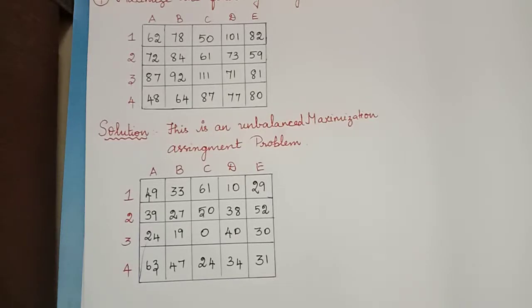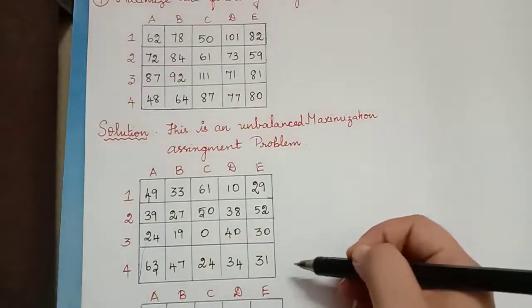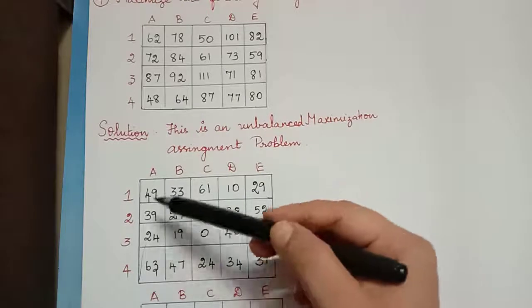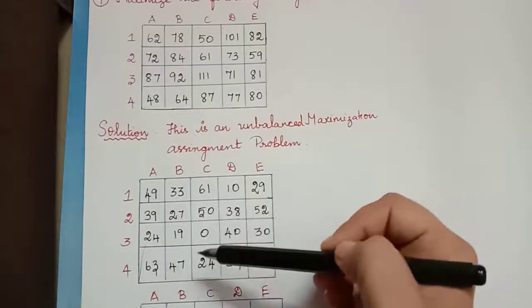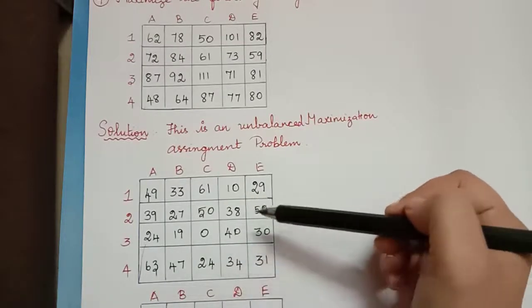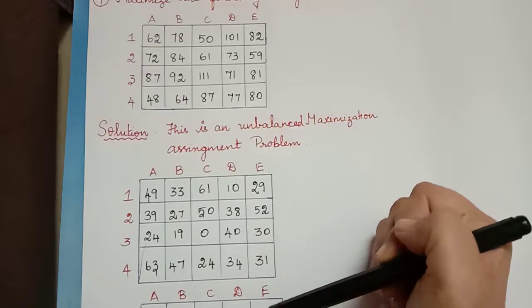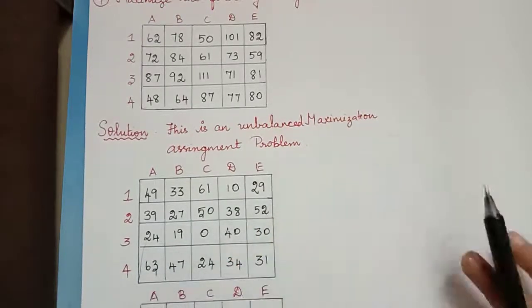The next step is to balance the problem. So now we have to balance this problem. Now if we see, there are 4 rows and 5 columns. So we have to add a dummy row in order to convert this unbalanced problem into a balanced problem. So we will be adding another row with the name 5.